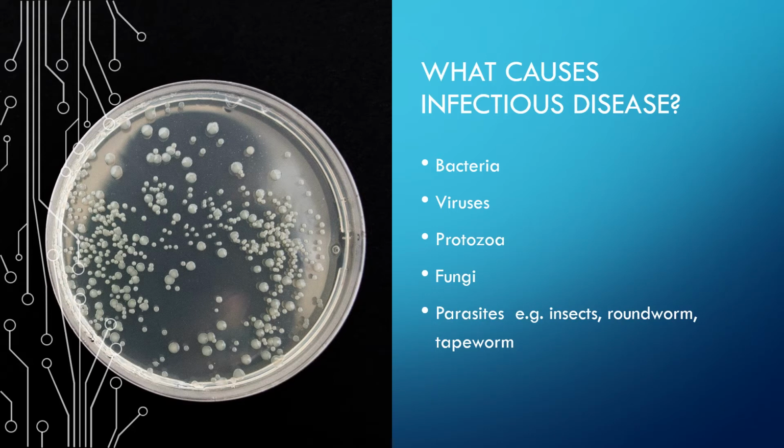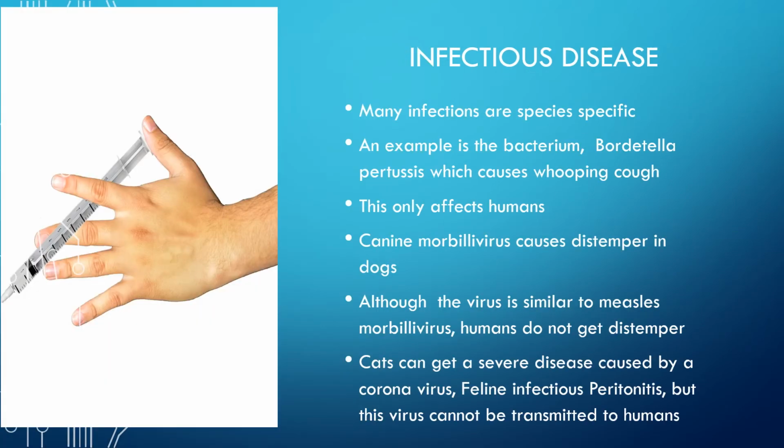What causes infectious disease? Bacteria, viruses, protozoa, fungi, and parasites such as insects, roundworm, and tapeworm. Many infections are species specific. That means that they can only infect one type of animal. An example is the bacterium Bordetella pertussis, which causes whooping cough. This only affects humans. Canine morbillivirus causes distemper in dogs, but although the virus is very similar to measles morbillivirus, humans do not get distemper and dogs do not get measles.